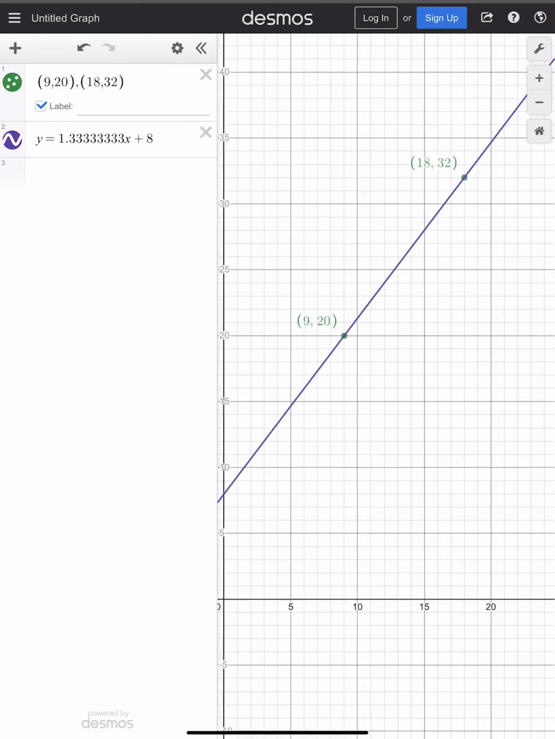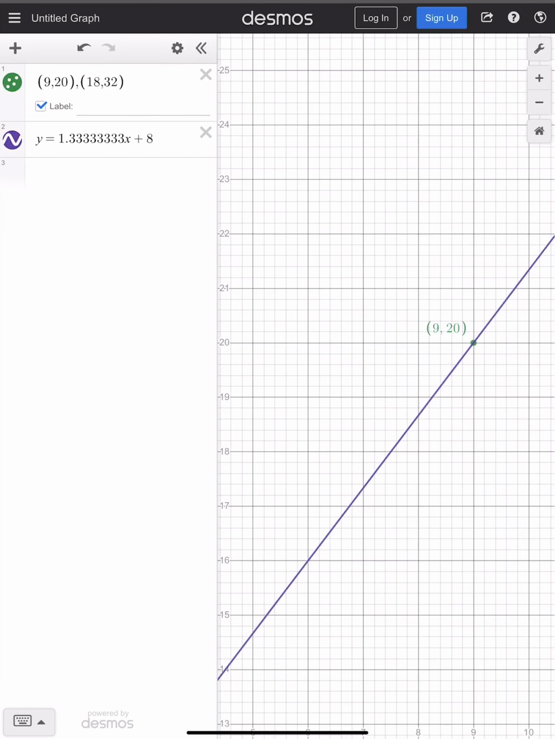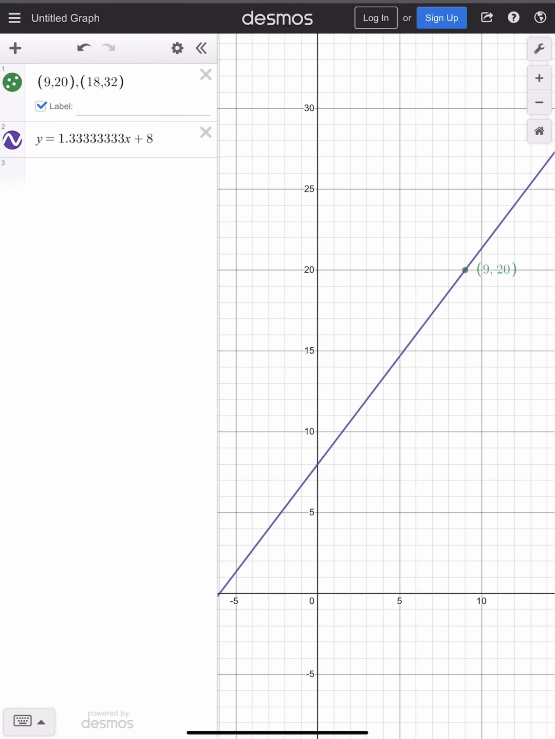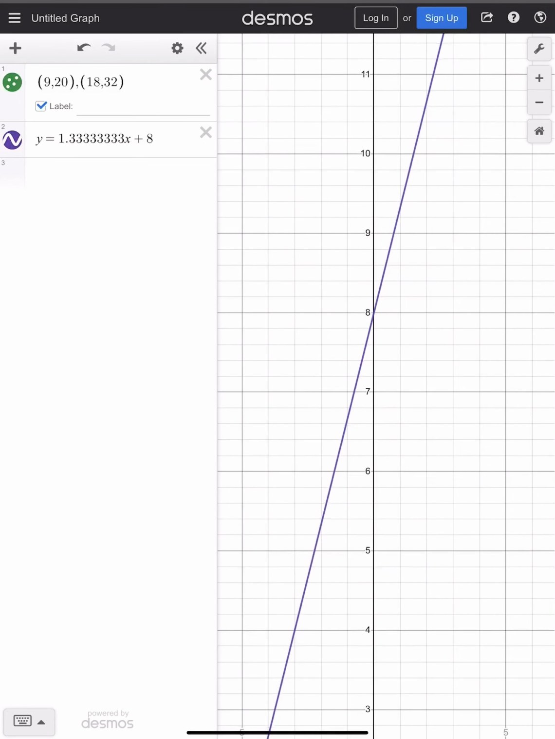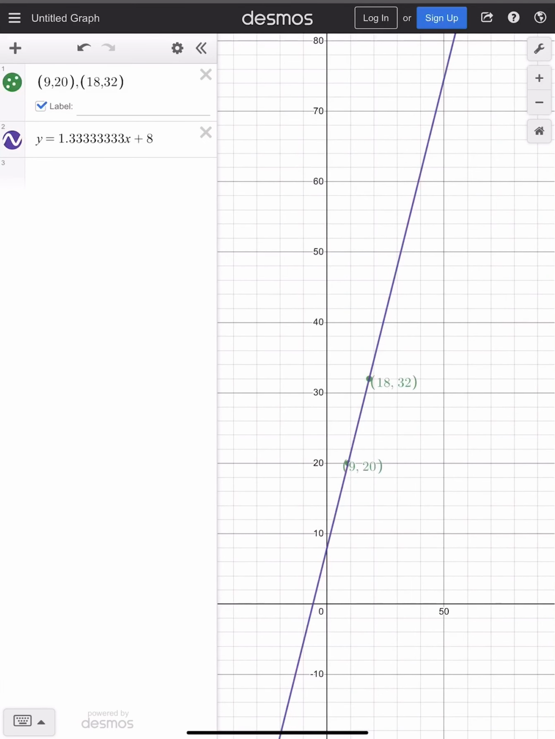And you can see here that our calculations are correct because our line passes through both of the coordinate points correctly, and it also crosses the y-axis at the point that we said it would, so at 8. So that is how we use Desmos to calculate whether our lines are correct.